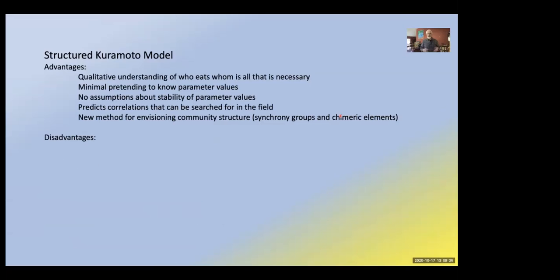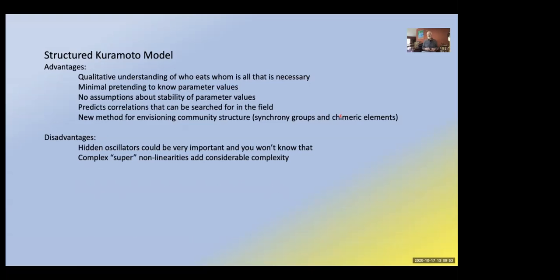There are disadvantages, pretty obviously. Any hidden oscillators could be very important, and we don't really know that until we find them. This, I would argue, is not all that unique to the Kuramoto system; like any other system, this could be important. Then something that we know to be the case in the system that we have, these complex nonlinearities, which we have been ignoring in this particular study. We know they're important, but we've been ignoring them so that we can directly apply the Kuramoto model. They add considerable complexity to the whole thing. And then there are many unknowns, like what is the effect of variable K, what about negative gammas, et cetera, et cetera.